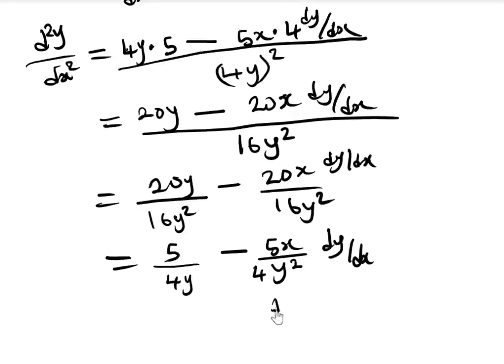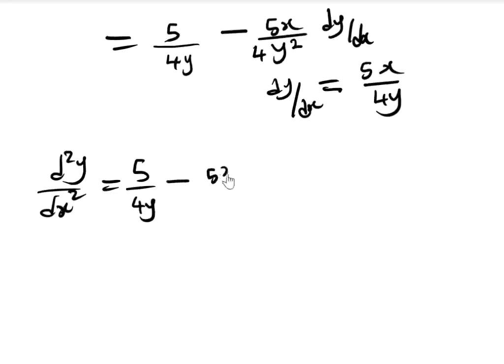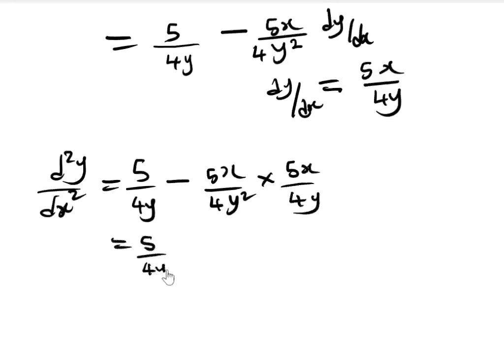Remember that our dy/dx is equal to 5x divided by 4y. So if I substitute this in this expression, I'll be having d²y/dx² is equal to 5 divided by 4y minus 5x divided by 4y² multiplied by 5x divided by 4y. And this will be equal to 5 divided by 4y minus 5x multiplied by 5x will give me 25x², and 4y² multiplied by 4y will be 16y³.